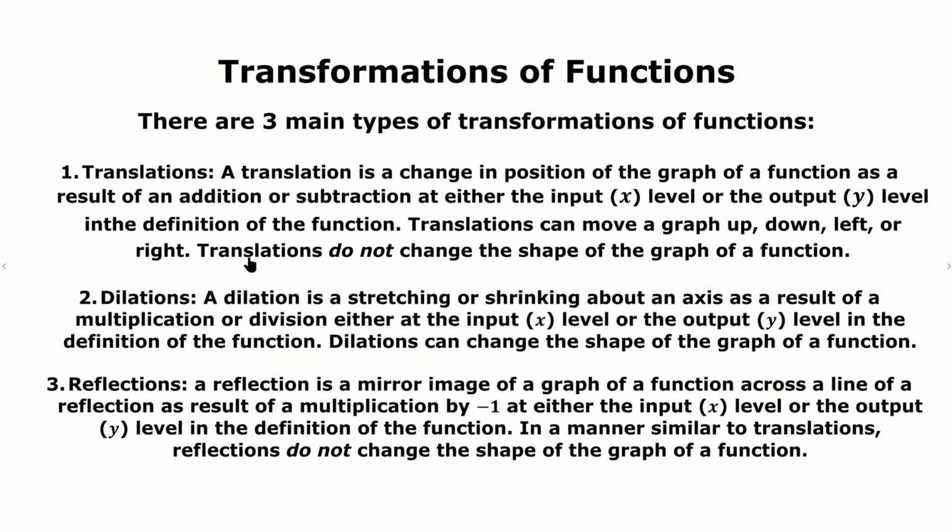And this is what we were referring to in our last video when we did the proof of the fact that perpendicular lines have negative reciprocal slopes. Remember that we explained that we can use translations to move the two lines so that their point of intersection will coincide with the origin. Next, we have dilations.